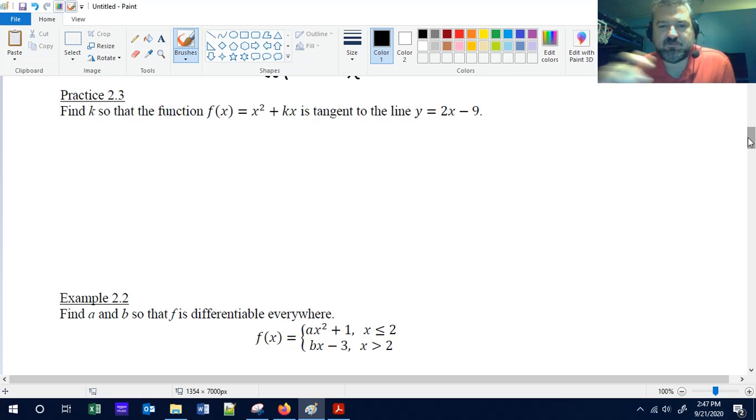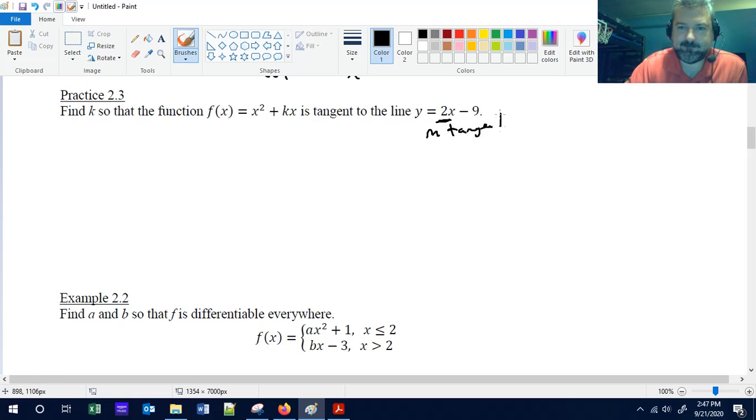The first thing I would realize is that if we're going to be tangent to this line, that means that the slope at some point on this curve has to be equal to the slope of this tangent line, which is 2. So the slope of the tangent is 2. Well, let's get the equation for the slope of the tangent line, I should say. That's 2x plus k. So at some place, this has to equal 2.